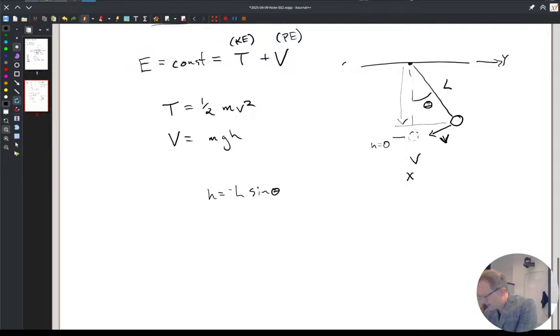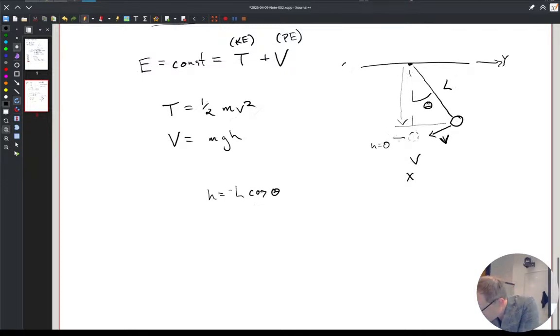So it would be a negative, because we're saying when it's 0, it's at the top. Or wait, not sine, cosine. Oh yeah, it's cosine theta. Same idea. We're taking that triangle, just get that horizontal. Or we can say that it's L minus L cosine. Then we end up in the same exact spot.